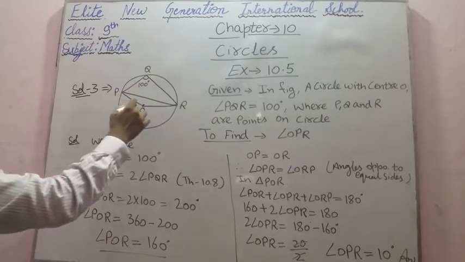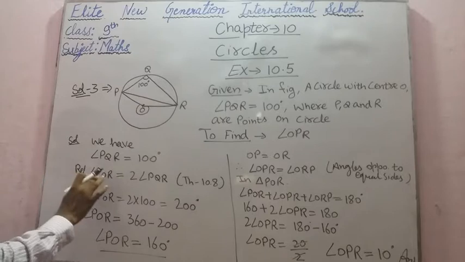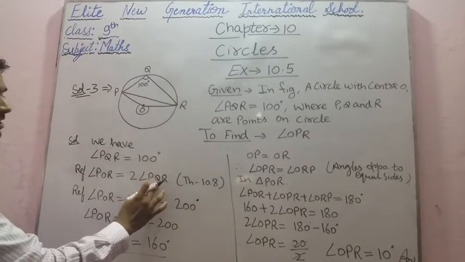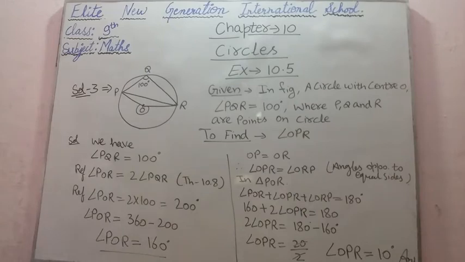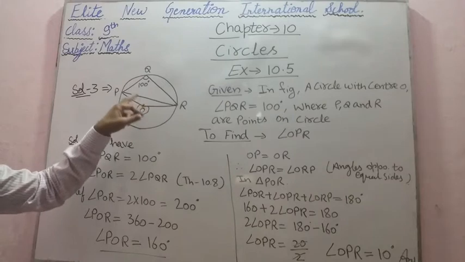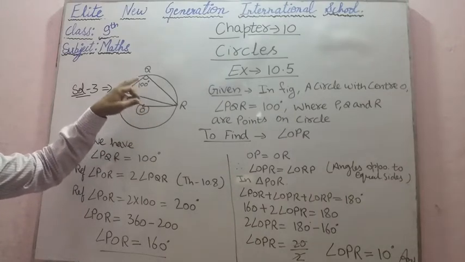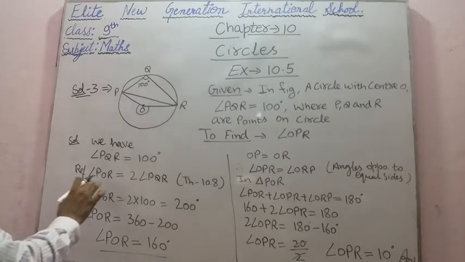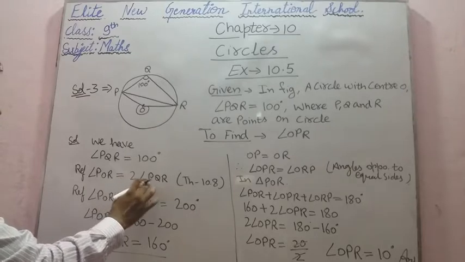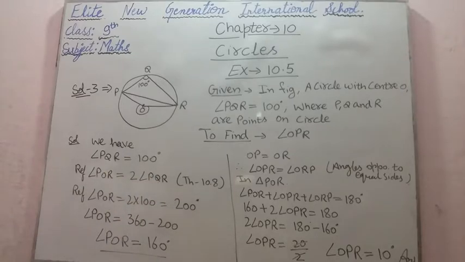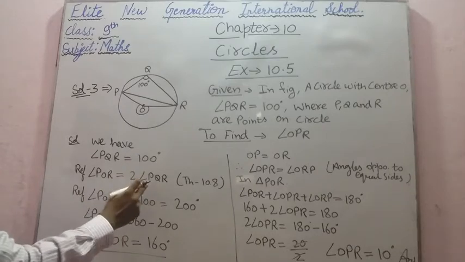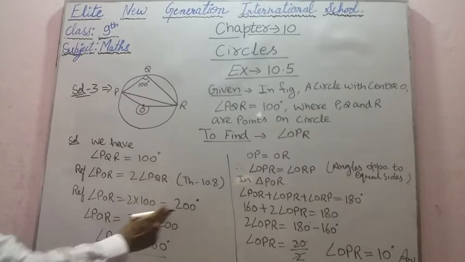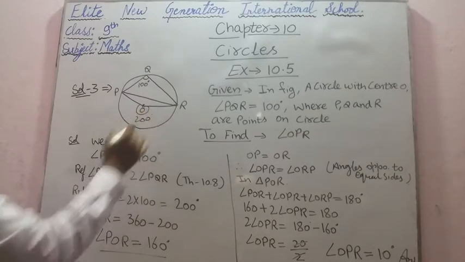So here we can find that this reflex angle will be equal to twice angle PQR by theorem 10.8. Theorem 10.8 was: the angle subtended by an arc at the center is twice the angle subtended by it at any other point. So according to that theorem we can say that reflex angle POR will be equal to twice angle PQR. So reflex angle POR will be equal to 2 into 100. Angle PQR is 100, so it will be 200. So we can say that this angle will be 200 degree.